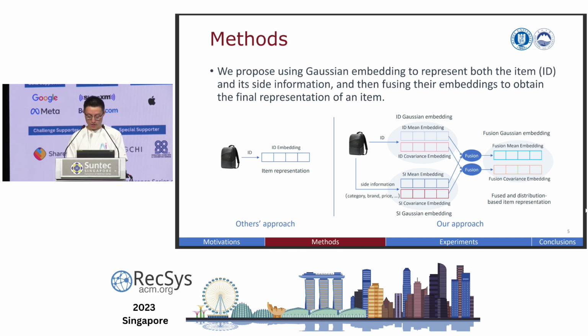Moreover, we take it a step further by merging side information embeddings with ID embeddings to create the final item representation. This fusion enhances the expressiveness of these embeddings, creating a more comprehensive and powerful representation of items. This comprehensive representation not only captures item characteristics more effectively, but also enables a precise matching with the user interests.